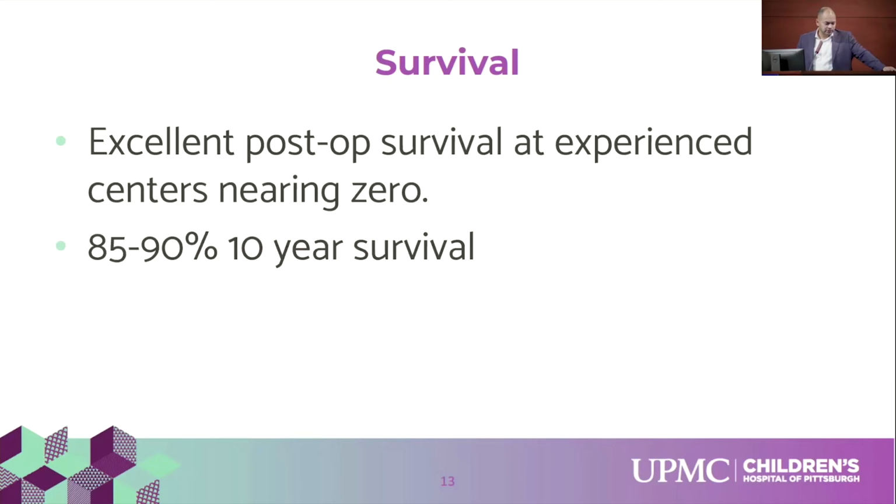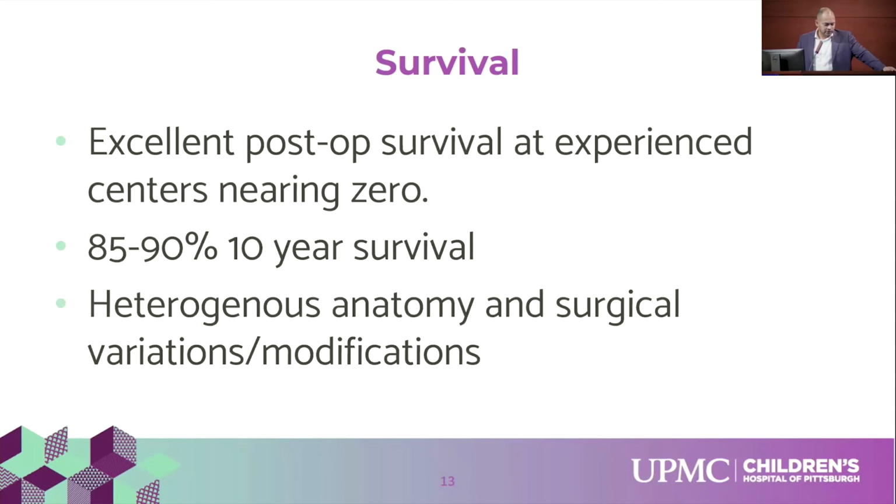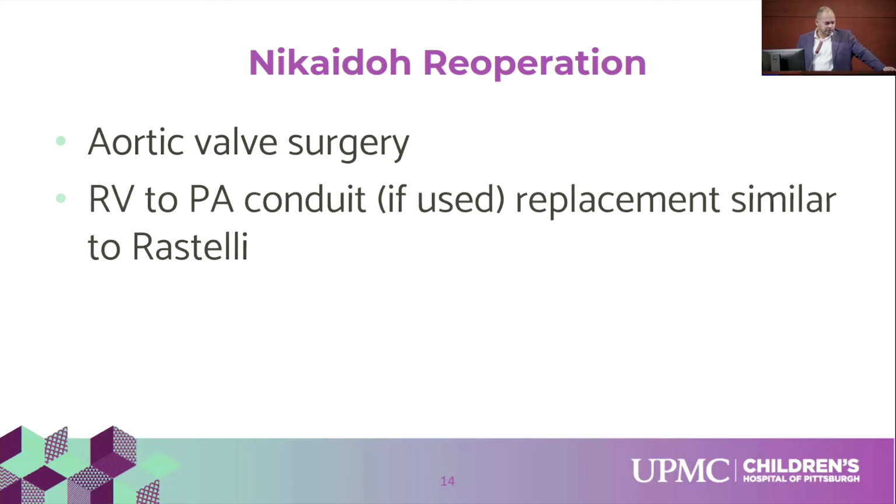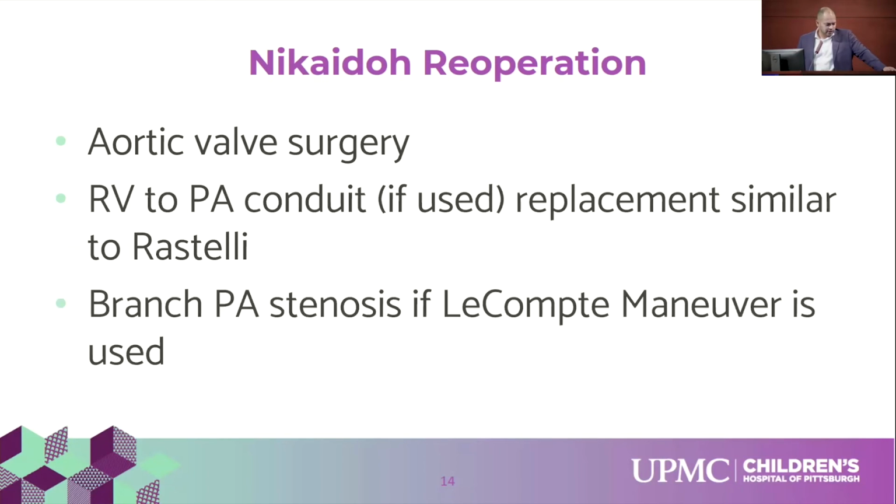85 to 90% 10-year survival, and this is a very heterogeneous anatomy with surgical variations and modifications. It's difficult to draw broad conclusions based on what's reported out there. As far as reoperation is concerned, they can get aortic regurgitation, aortic valve surgery, and RV-to-PA conduit problems, if used. I would say, though it's not mentioned in the guidelines, we should apply the same principles as other RV-to-PA conduit situations. And branch PA problems if a Lecomte maneuver is used.